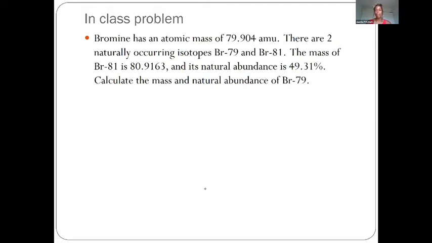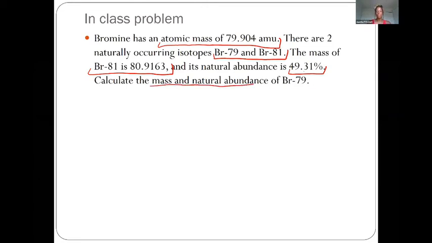So again, a lot of information here. It's important to break down and distill the information that we know. So it's telling us that the atomic mass is 79.904. So we know this, we know what the mass is. Our job is to figure out information about one of the isotopes. We know that there are 2 isotopes, so that's good information to know. And we know that one of the isotopes, bromine 81, has a mass of 80.9163 and its abundance of 49.31. And our goal is to find out the mass and natural abundance of bromine 79.